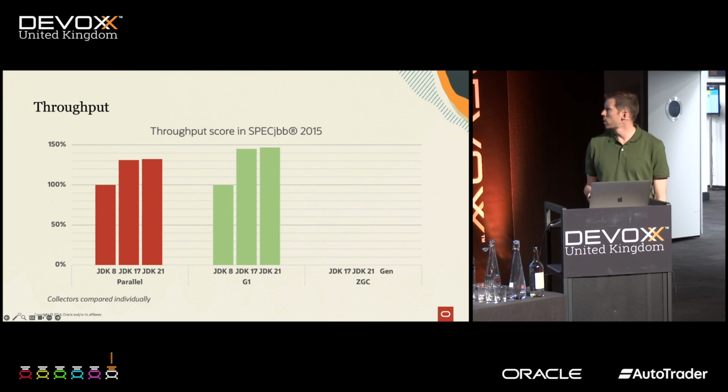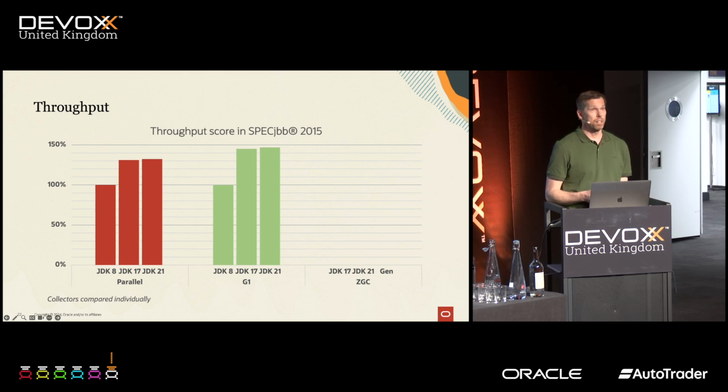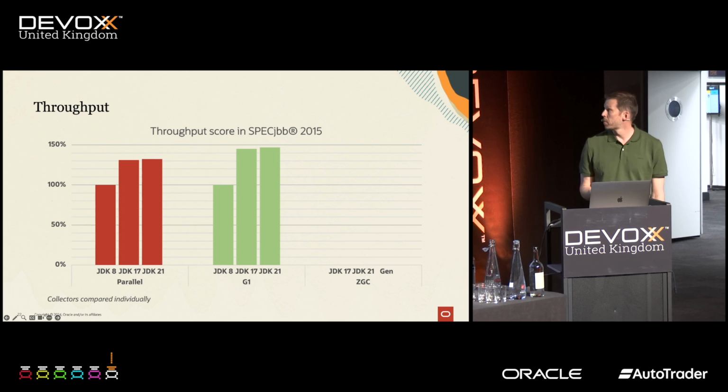If we move over and look at G1, the improvements are even more impressive. One of the reasons for this is that for this benchmark in JDK 8, G1 was a bit worse. There was even more low-hanging fruit to improve on. But still, seeing a 45 to 50% improvement between JDK 8 and JDK 17 and 21 is pretty amazing from my point of view.